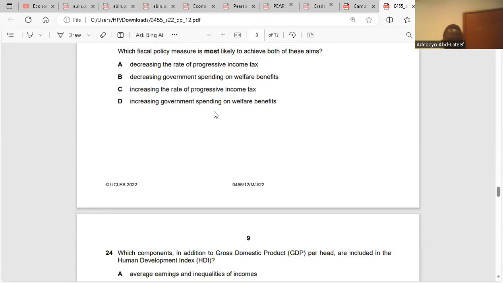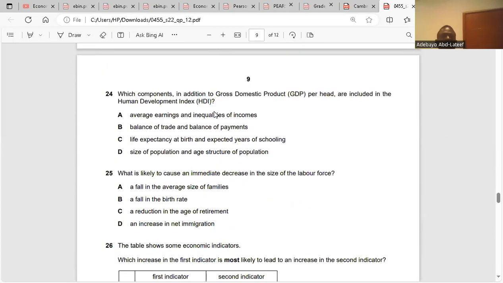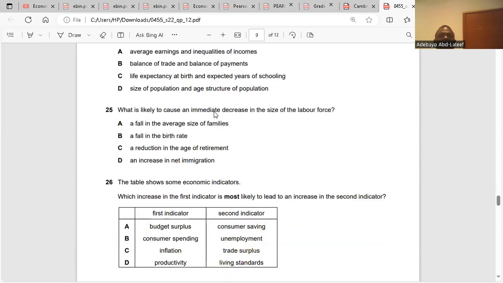Question 24. Which components in addition to GDP per head are included in the HDI? HDI has life expectancy and the level of education, which is the level of literacy. So the answer is C. Question 25. What is likely to cause an immediate decrease in the size of the labor force? Reduction in the age of retirement, because if the age of retirement reduces, the supply of labor would fall immediately. So that's 25C.